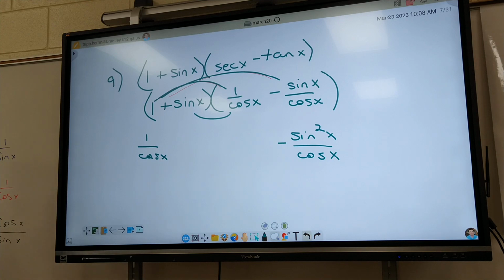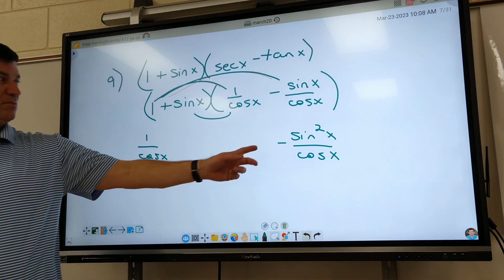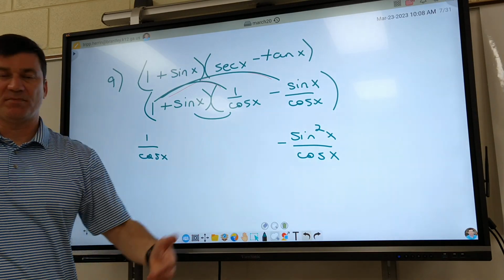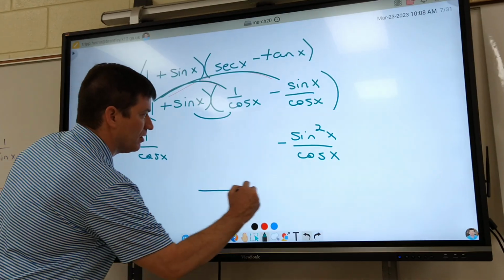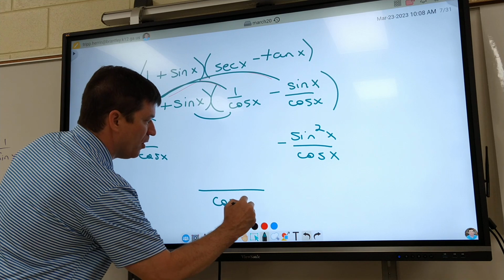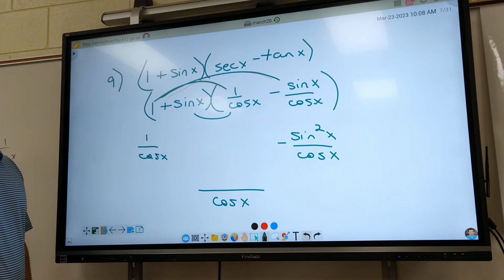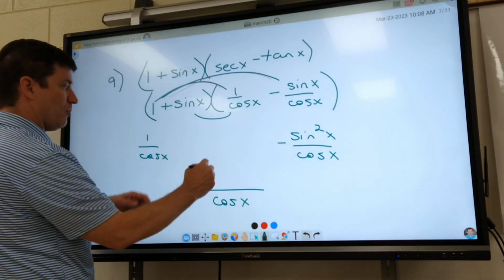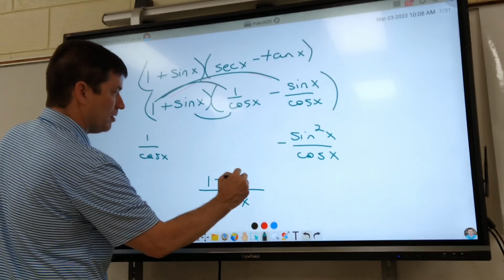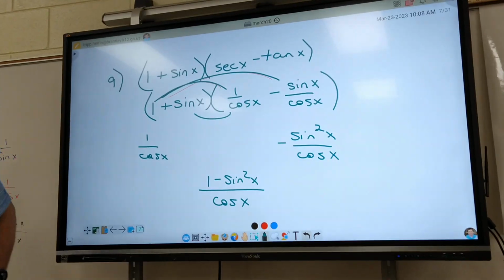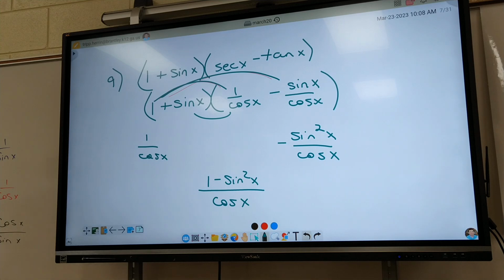We've got to find a common denominator. How do I know that I have to do the common denominator step next? Because it's minus. If it's plus or minus, you've got to do common denominator. So what is our common denominator? Well, look, they both already had cosine on the bottom, so we don't have to do anything but bring down 1 minus sine squared. The only time you have to do the extra work is when they don't both have cosine on the bottom.